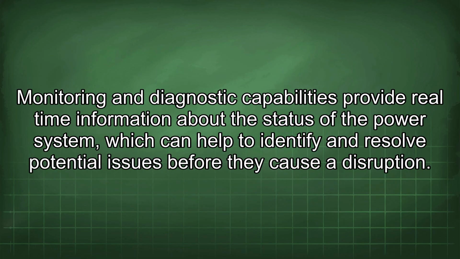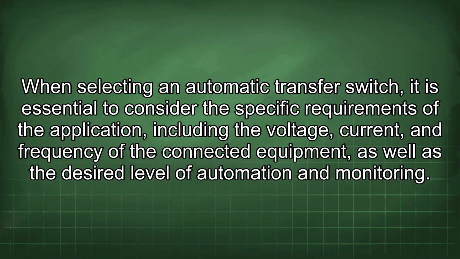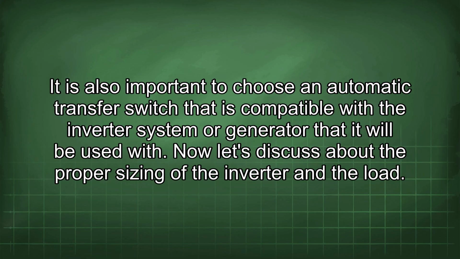Monitoring and diagnostic capabilities provide real-time information about the status of the power system, which can help to identify and resolve potential issues before they cause a disruption. When selecting an automatic transfer switch, it is essential to consider the specific requirements of the application, including the voltage, current, and frequency of the connected equipment, as well as the desired level of automation and monitoring. It is also important to choose an automatic transfer switch that is compatible with the inverter system or generator that it will be used with.